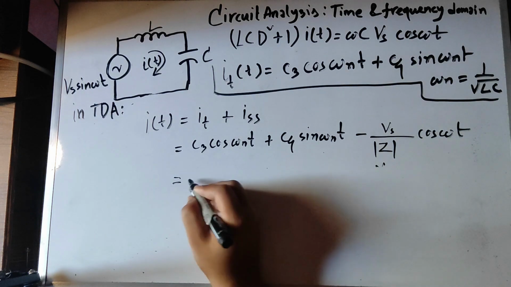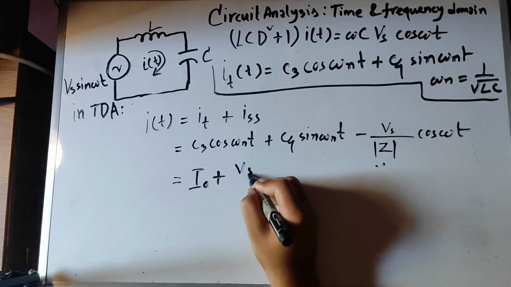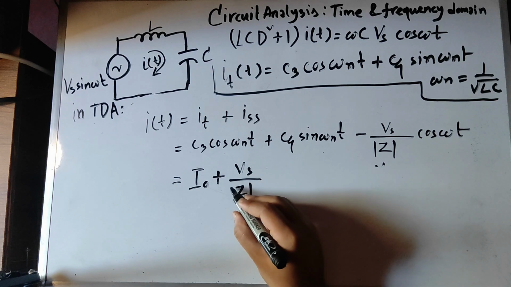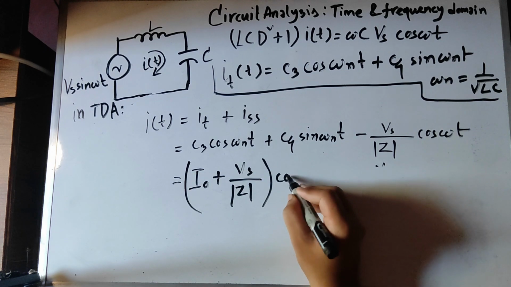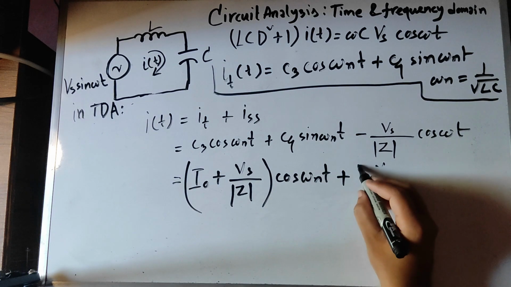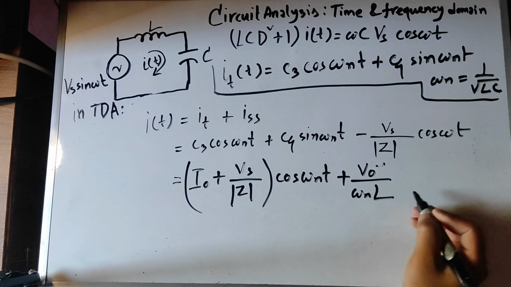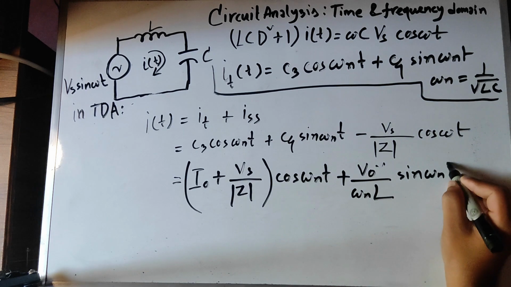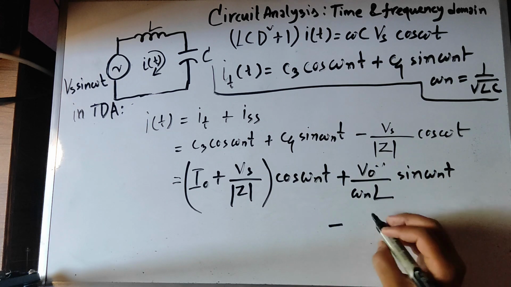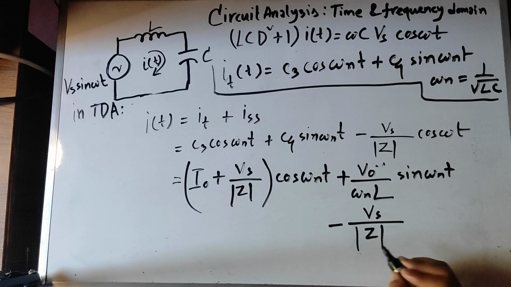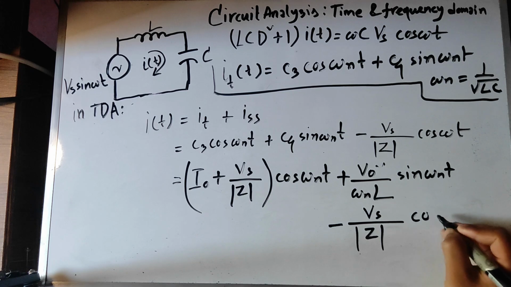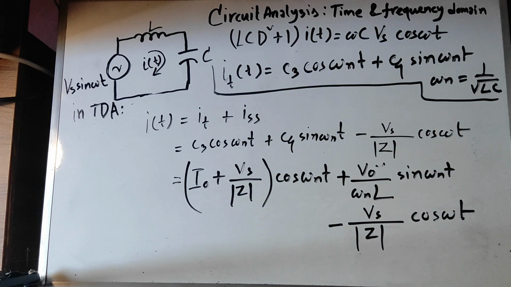So if we just plug in the values of the arbitrary constants, it will give us initial current plus Vs, the input voltage magnitude, by impedance, cos omega n t, plus V0, the initial voltage across the capacitor, by omega n L, sine omega n t, minus Vs by impedance, the magnitude, cos omega t. So this is the current response of the LC circuit.